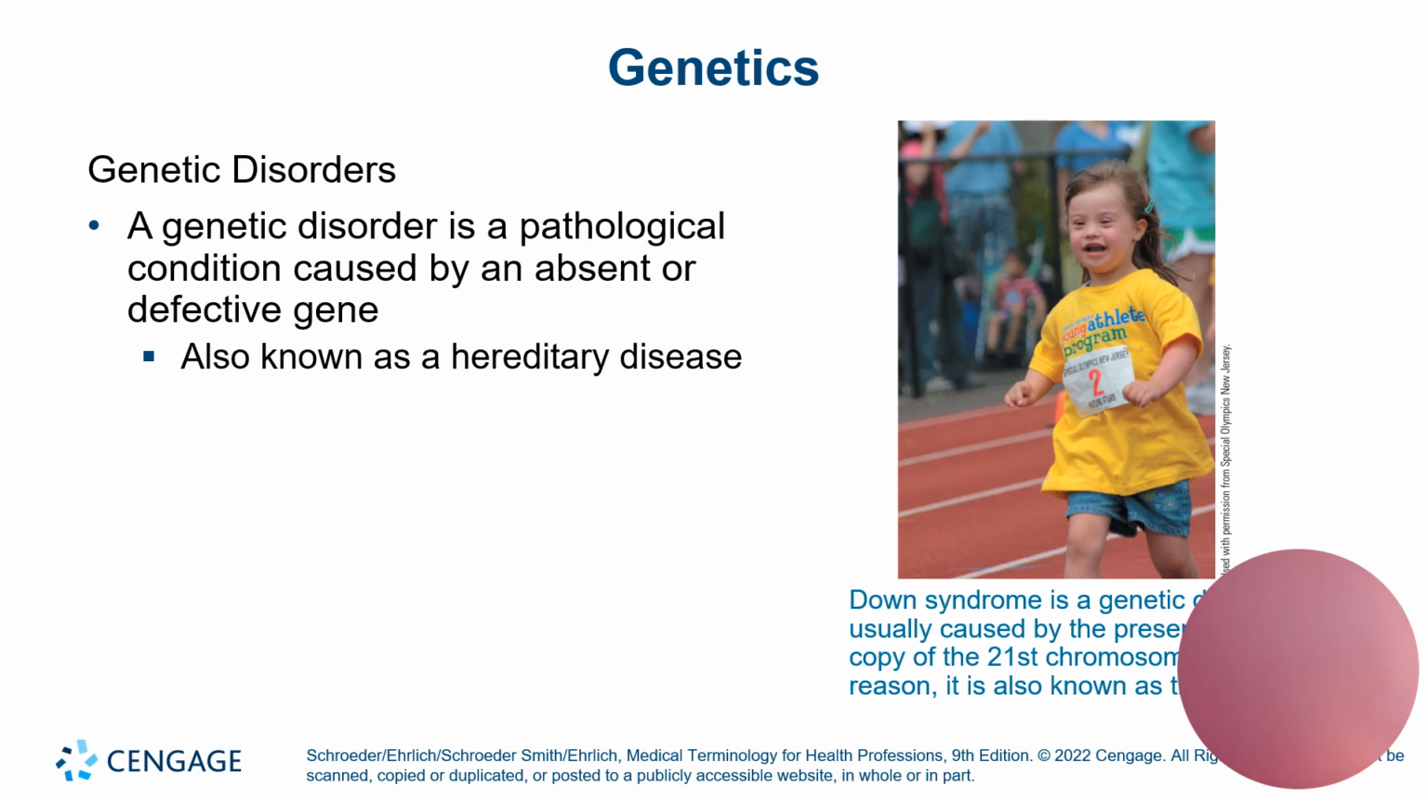We also have genetic engineering, which is manipulating or splicing genes for scientific or medical purposes. For example, producing human insulin from modified bacteria. A genetic disorder is a pathological condition that's caused by either an absent gene or a defective gene, and it's also known as a hereditary disease. For example, cystic fibrosis, Down syndrome, Fragile X syndrome, hemophilia, muscular dystrophy, or phenylketonuria, also known as PKU.